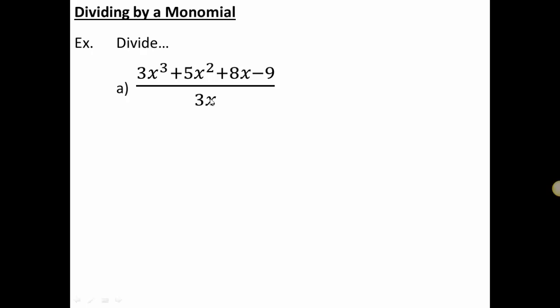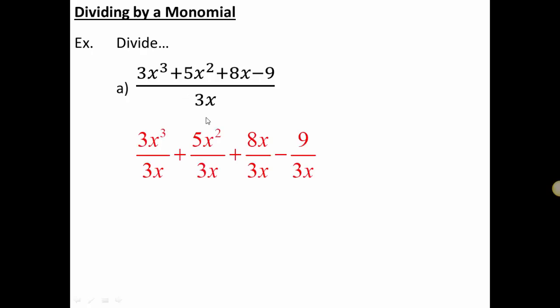Anytime you have a monomial denominator, a single term on the denominator, one option you have available to you is simply to break it up into its constituent fractions, its separate fractions, all with that common denominator. So if I'm dividing the whole thing by 3x, that's the same thing as dividing each individual term by 3x. Essentially what I'm doing here is distribution with division.